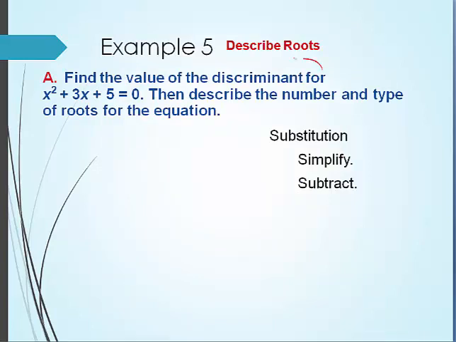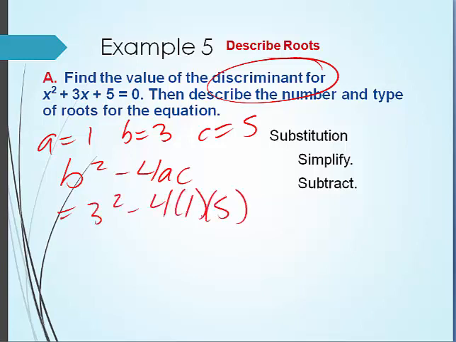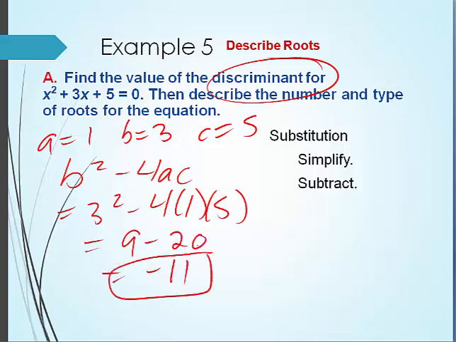So it says use the value of the discriminant to describe the number and type of roots. So my a value here is going to be 1, b is equal to 3, and c is equal to 5. I'm going to plug that into my discriminant formula. So this is another formula that you have to know, even though it's derived from the quadratic formula. It does have a different name. We plug in 3 squared minus 4 times 1 times 5, which is 9 minus 20, which is negative 11. So this is a negative number.